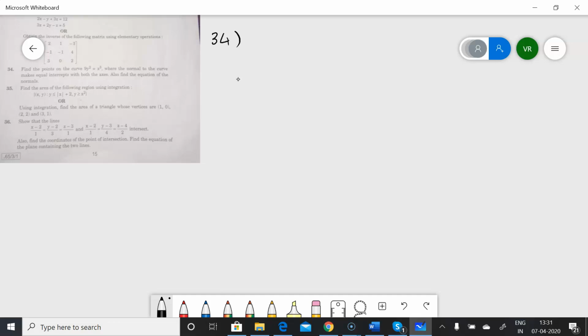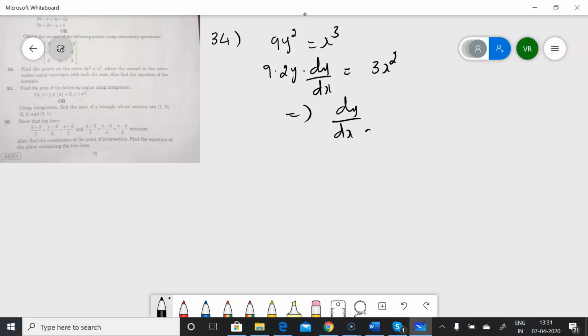34. Find the points on the curve 9y squared is equal to x cubed where the normal of the curve makes equal intercepts with both axes. Also find the equation of the normals. So this interprets that 9y squared is equal to x cubed. Now differentiating on both sides, you get 9 into 2y into dy by dx is equal to 3x squared. Or this implies dy by dx at x1, y1 is equal to x1 squared by 6y1.